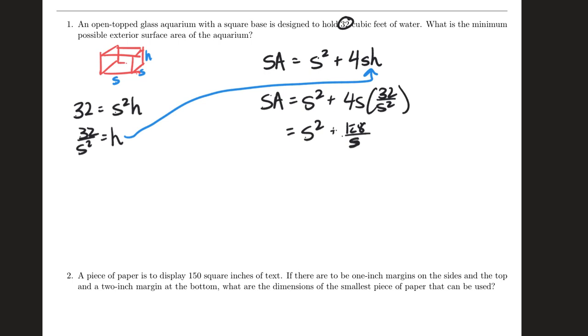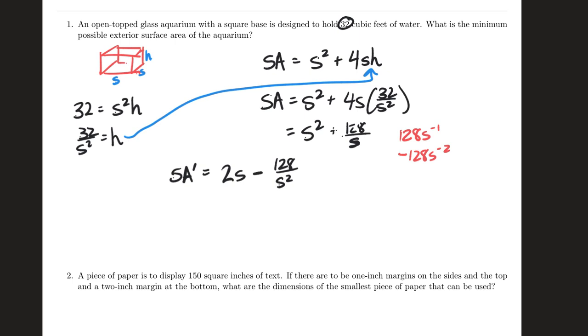I want to minimize this, so I have to find the derivative so I can find my candidate. So the surface area derivative equation is going to be 2s, and then 128 over s is the same as 128 s to the negative 1, so when I take the derivative, that's going to give me negative 128 s to the negative 2. So when I write that in a way that's easier to solve, it's going to be minus 128 over s squared.